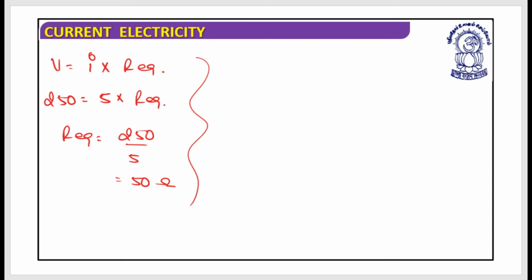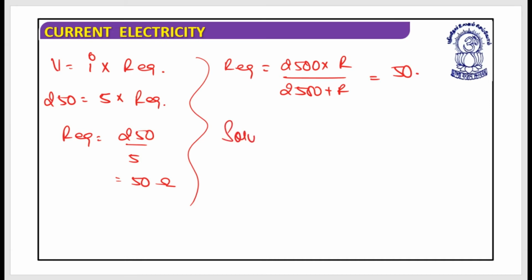And now this R equivalent can be written as 2500 multiplied by R divided by 2500 plus R, which equals 50. Now solve this and get the value of R.